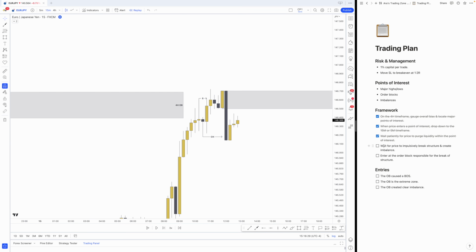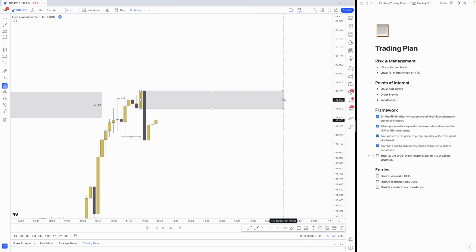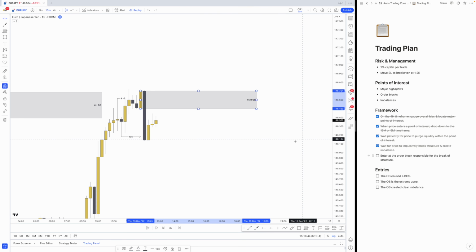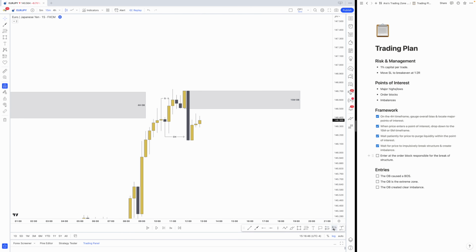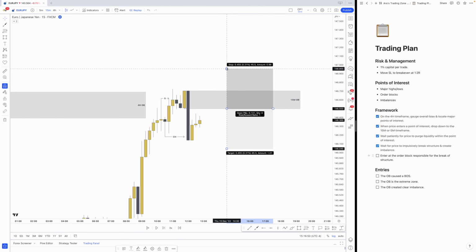Step 4, wait for price to impulsively break structure and create imbalance. We've already established that that did occur. Now, step 5 is to enter at the order block responsible for the break of structure. So this is the order block responsible for the break of structure. I'm going to label it as a 15-minute order block, and we're going to place a sell limit order right here at the low of the order block. Stop loss can be at the recent high, which would be this high right here that was never violated. That gives us about 22.5 pips.